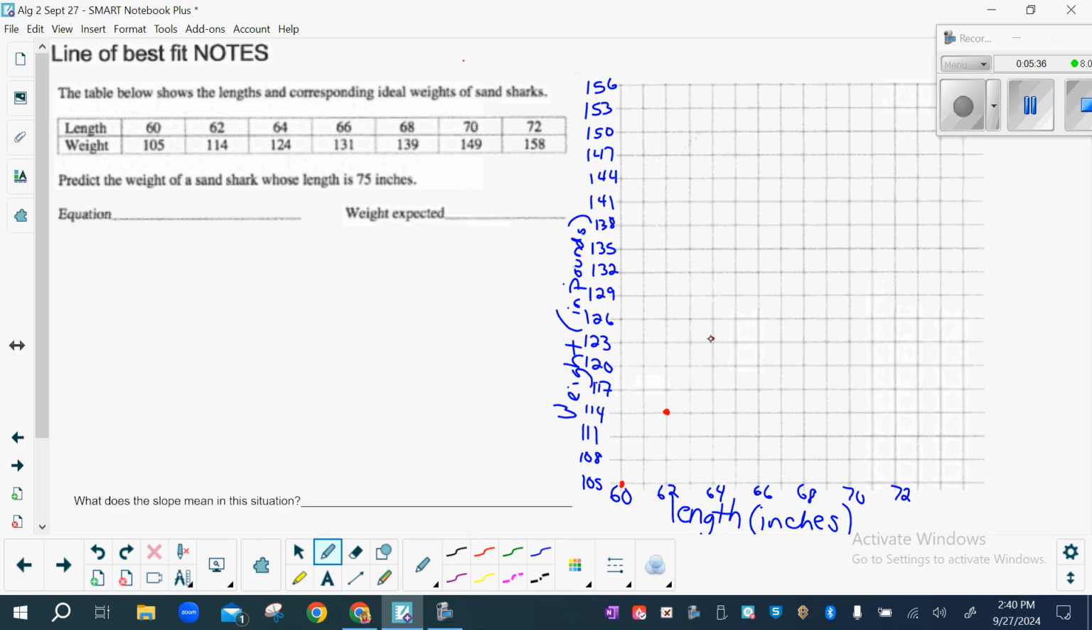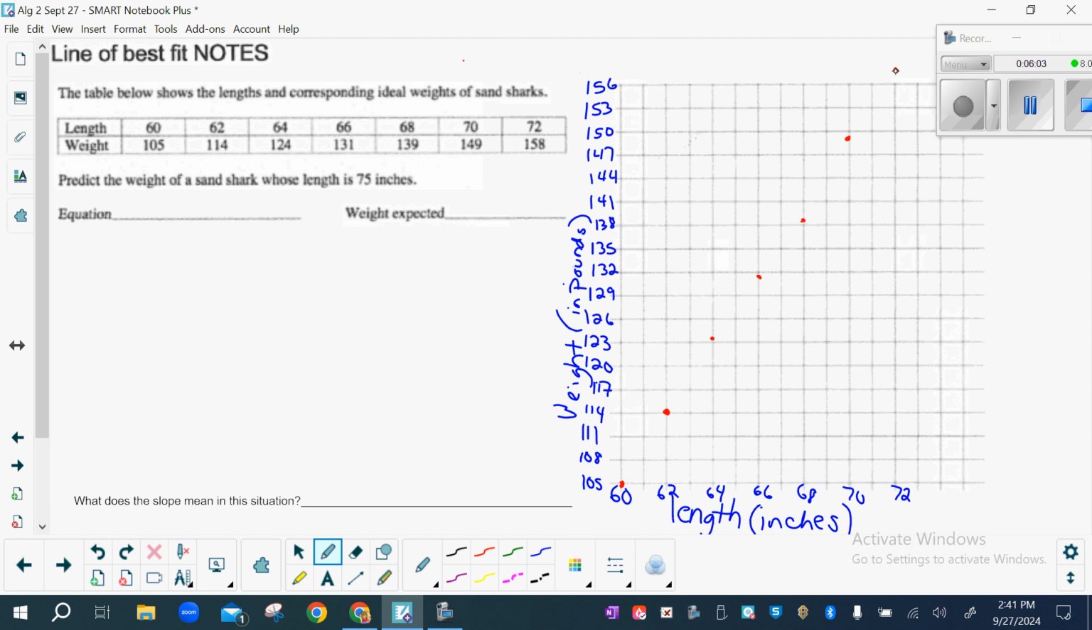66, 131. 68, 139. 70, 149. And 72, 158. It's going to be up here.